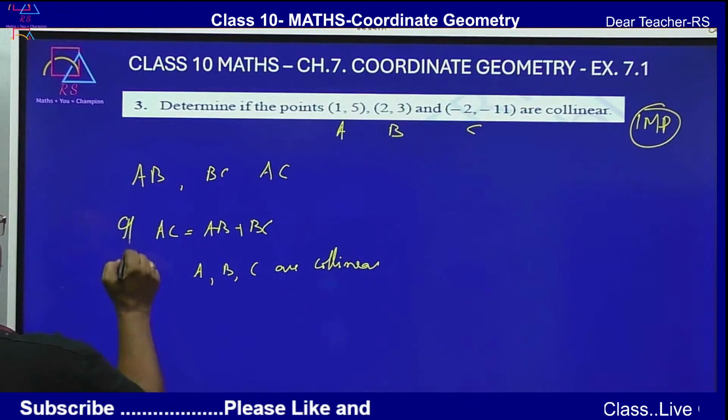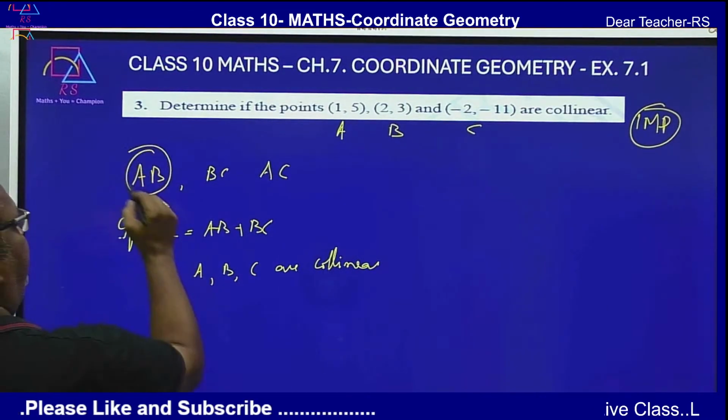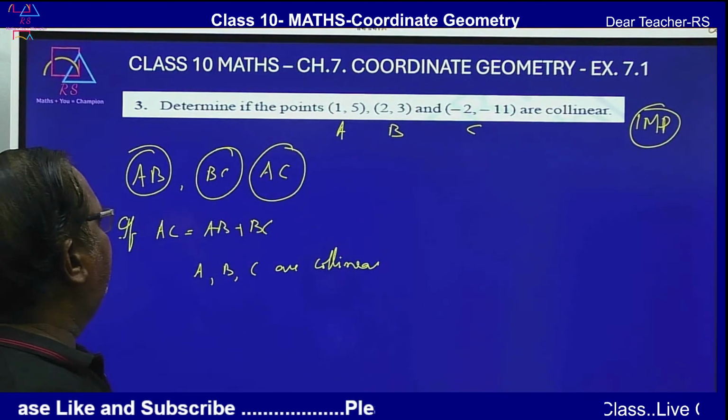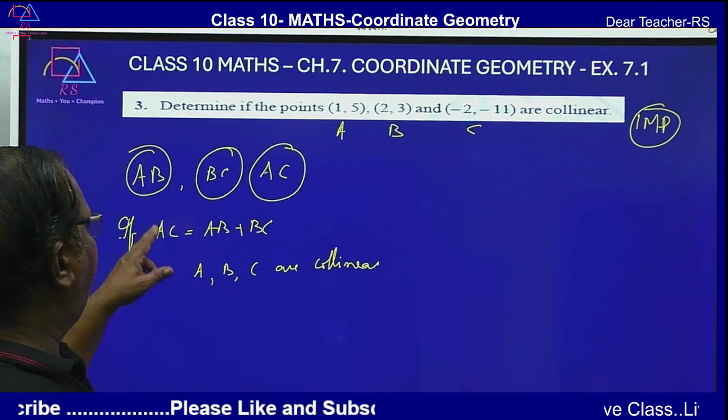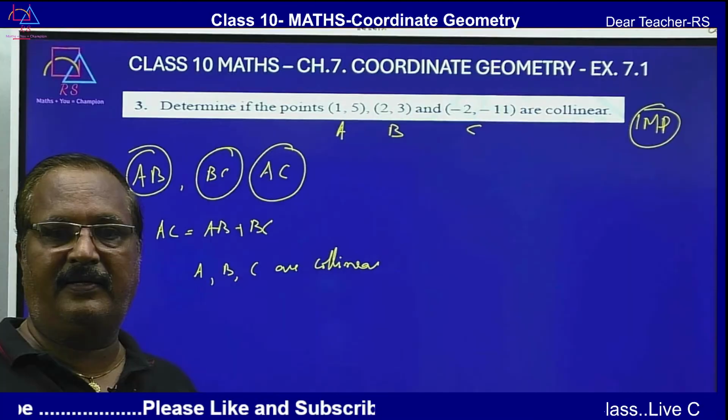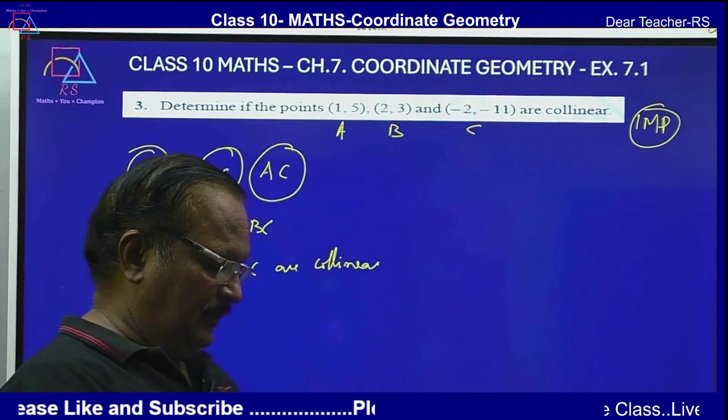Okay. So now 3 things. This is AB you have to find out, BC you have to find out, AC you have to find out. After finding, if AC is equal to AB plus BC, then A, B, C are collinear. Okay. So this is how you have to do.